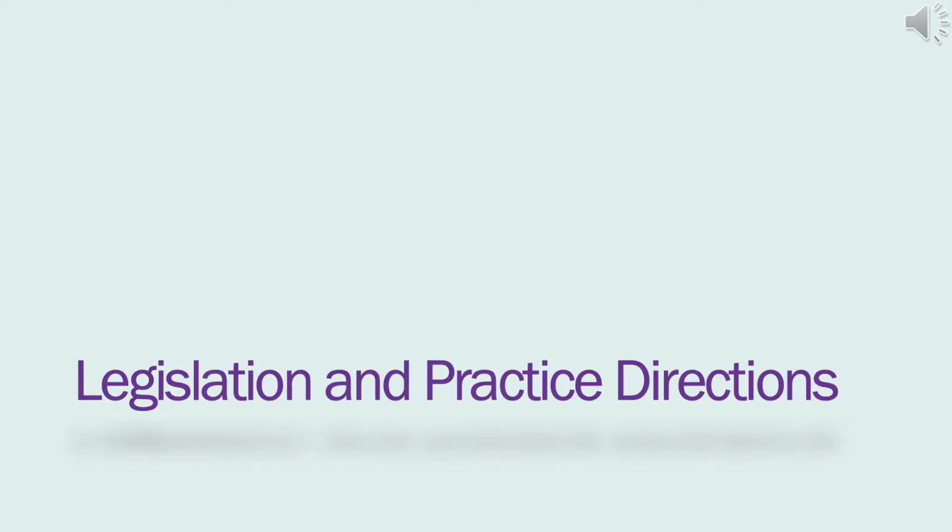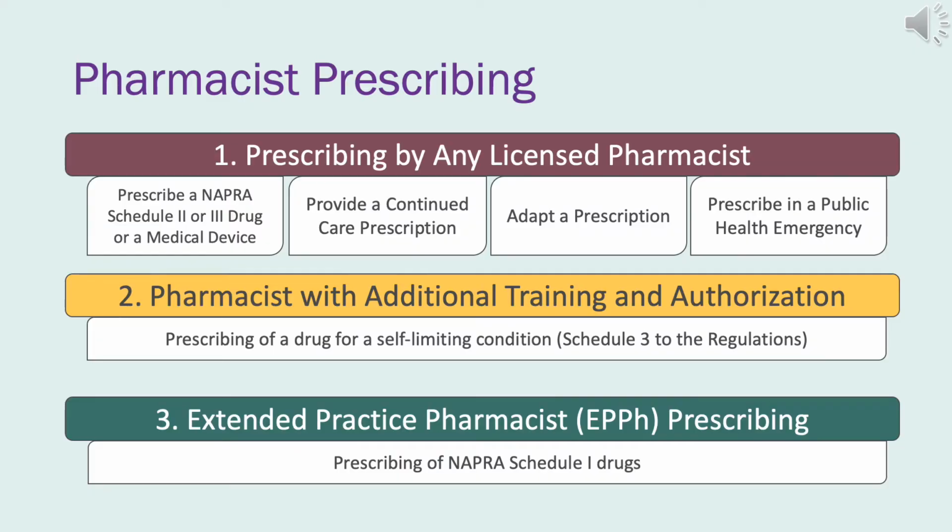Let's start out with legislation and practice directions. Before we take a closer look at the legislation, it's important to understand that there are 3 types of pharmacist prescribing. There are drugs or devices that any licensed pharmacist can prescribe. There are drugs that licensed pharmacists with additional training and authorization can prescribe. And there are drugs that extended practice pharmacists can prescribe.